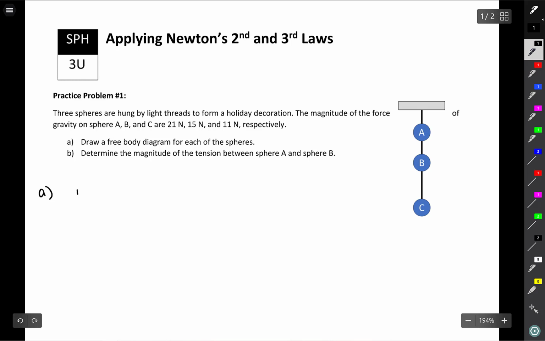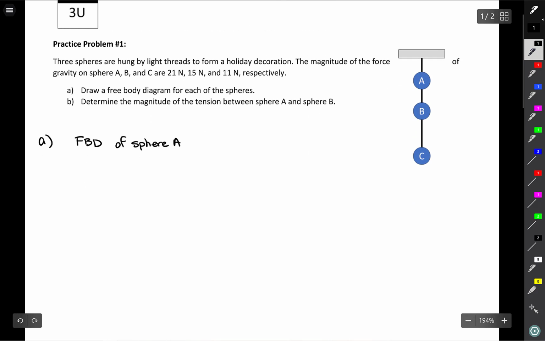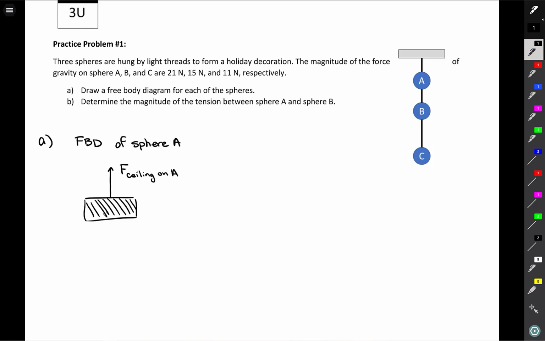So part A, let's deal with the free body diagram of sphere A. If we look at sphere A, it actually has two forces acting on it. There's a force acting upwards, which I will say is the thread pulling upwards connected to the ceiling. So if we draw our box here, that's going to represent sphere A. And if we draw that first force that's acting upwards, we'll say that it's the force applied by the ceiling on A.